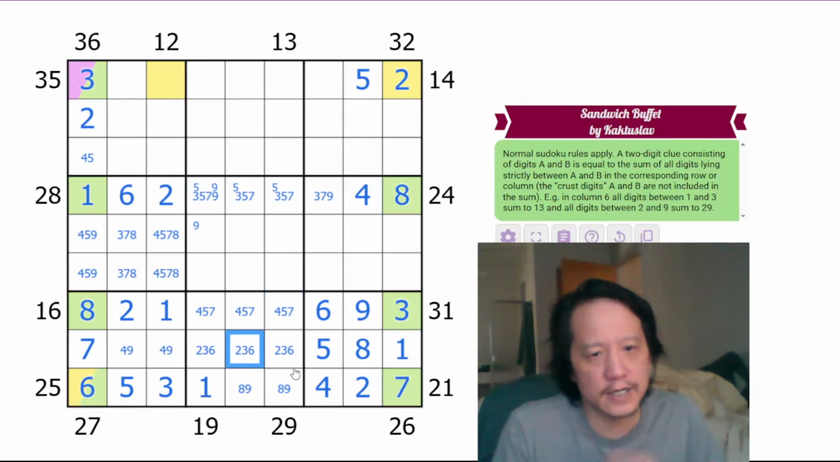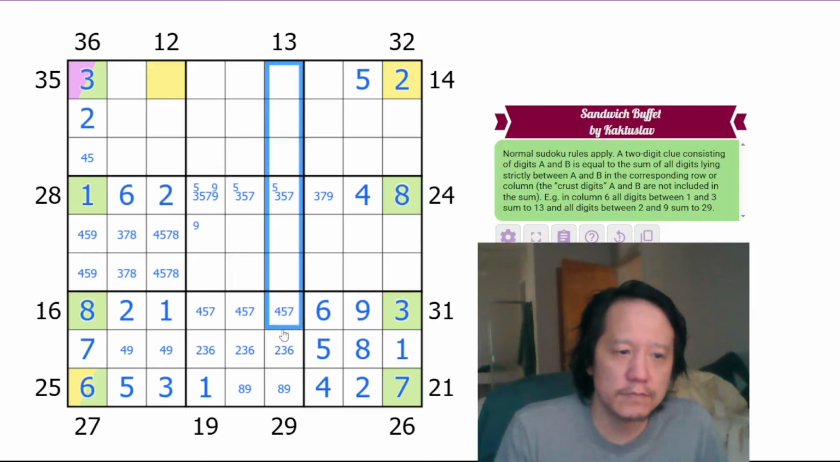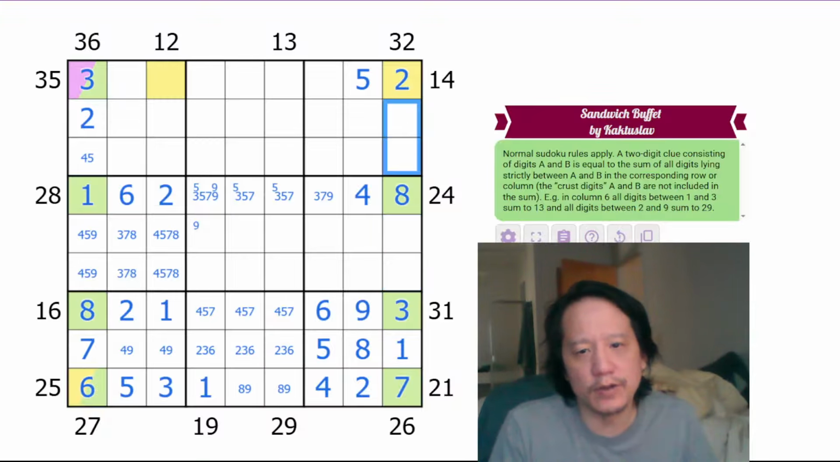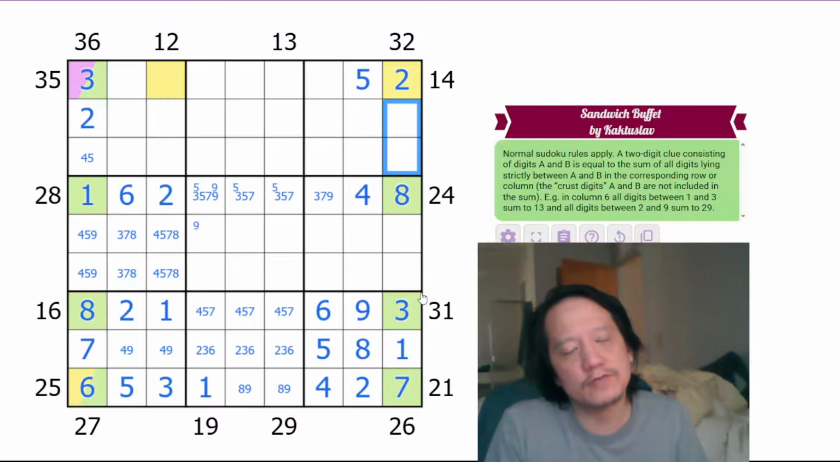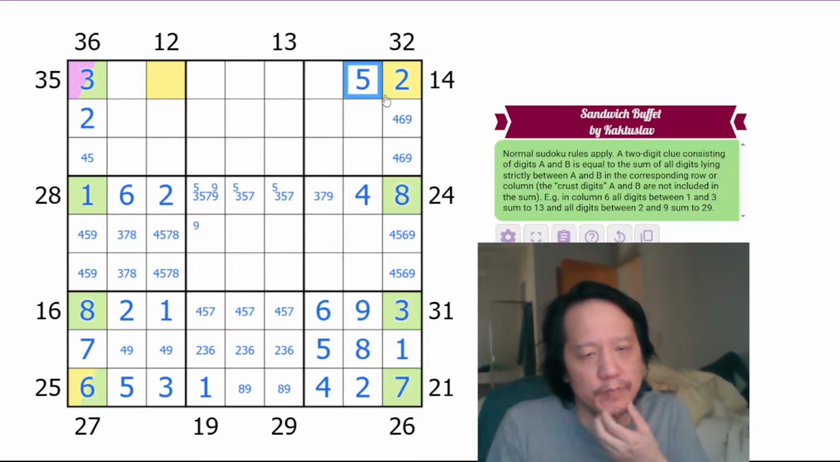1 and 9, not completely. 29. If we say this could be 2. Never mind. Remaining digits in column 9. We have 4, 5, 6, and 9. Okay. This can't be 5 because of the 5 in the box. So this must be 5 here.